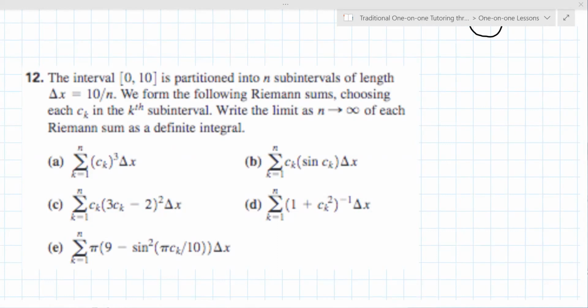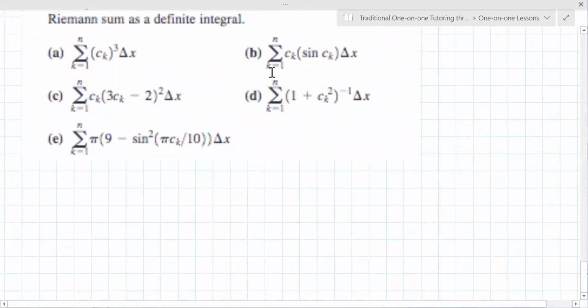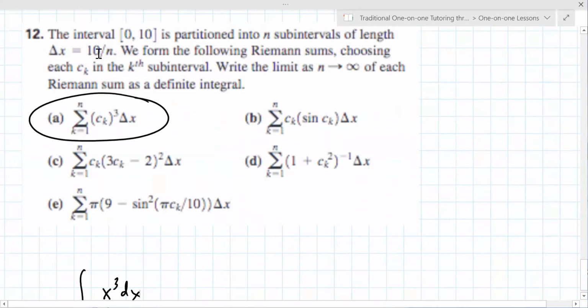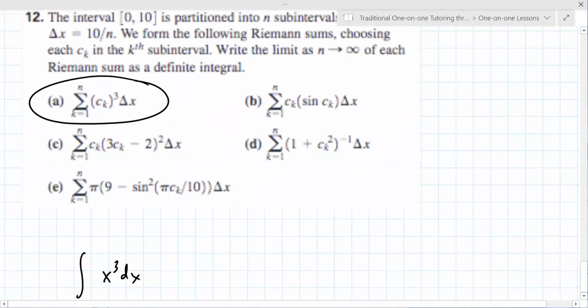Would it be possible to just do A? Yeah. The short of it is that the sigma becomes an integral, c sub k becomes your x, and this goes for x cubed dx. But you've got to get the right bounds, and I'm fairly confident it is this right here, 0 to 10 x cubed dx. There are some things you can do to move around where this starts, but I don't think any of these do that.